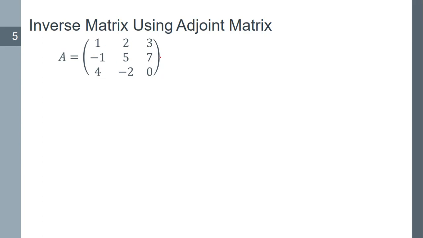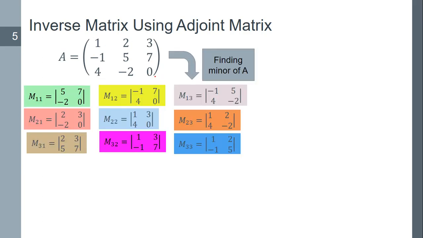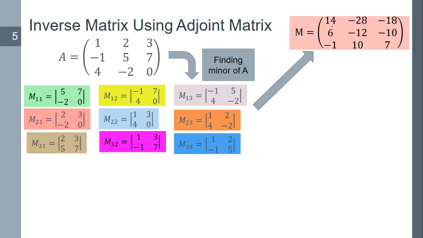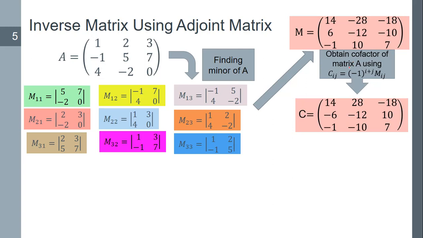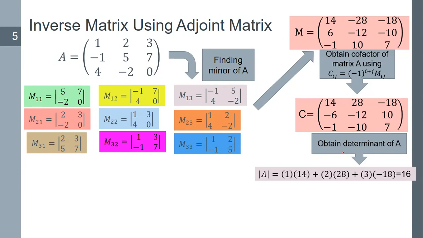Let us look at our first example: 1, 2, 3, negative 1, 5, 7, 4, negative, 0. Remember how you find your minor? Cover, and you have 9 determinants here, so I have my minor matrix. After that, we use the alternating signs, so we have the negatives and so on. Then we find our determinant. Actually, we already found this one before, it is 16.